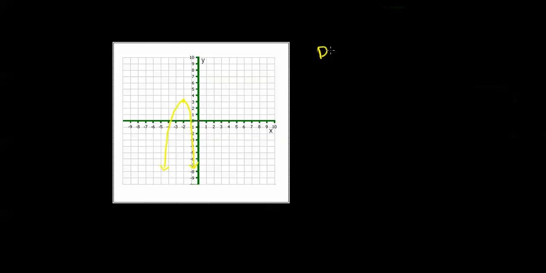Now we're going to look at the range. We know that the range of a graph is based on the y values. It's basically the range of the y values possible. So for this graph, we can see that it has a maximum at y equals 3. So we know that there cannot be a y value higher than 3. So the range of this graph would be y less than or equal to 3.